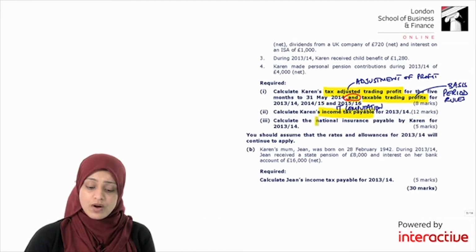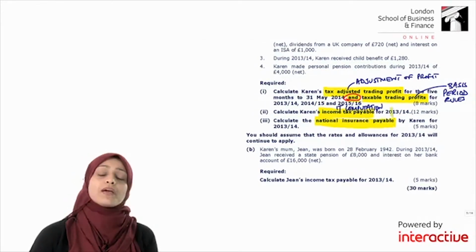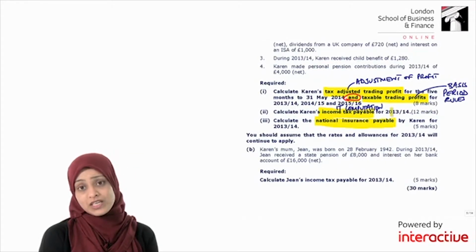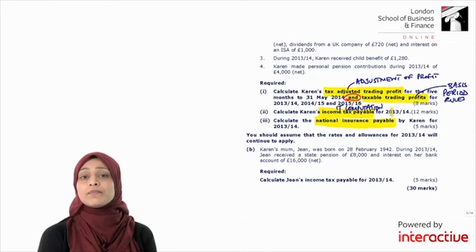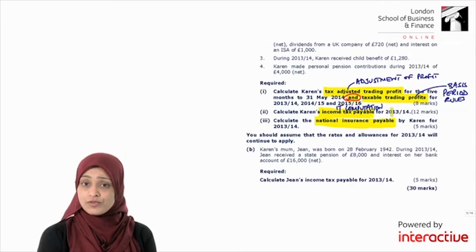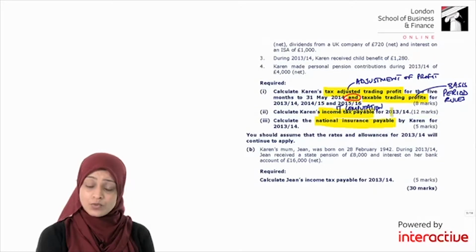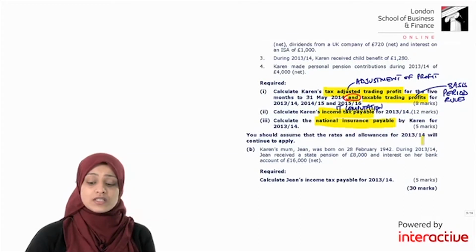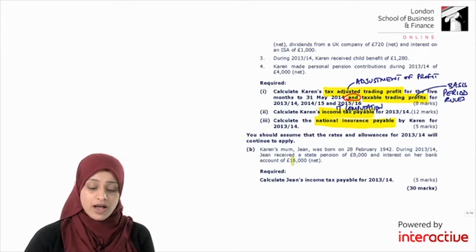The third part of the requirement is to calculate the national insurance payable by Karen. Now, national insurance, again, depends on what type of income the individual has. If the person has got employment income, then the national insurance that applies is Class 1 primary and Class 1 secondary. If the person has got some benefits, then it's Class 1A. However, if the person is self-employed, then it's Class 2 and Class 4. Clearly, we have to see what Karen has got before we can decide what national insurance would be applied on Karen. You're told here, assume that the rates and allowances of 13/14 will apply throughout.